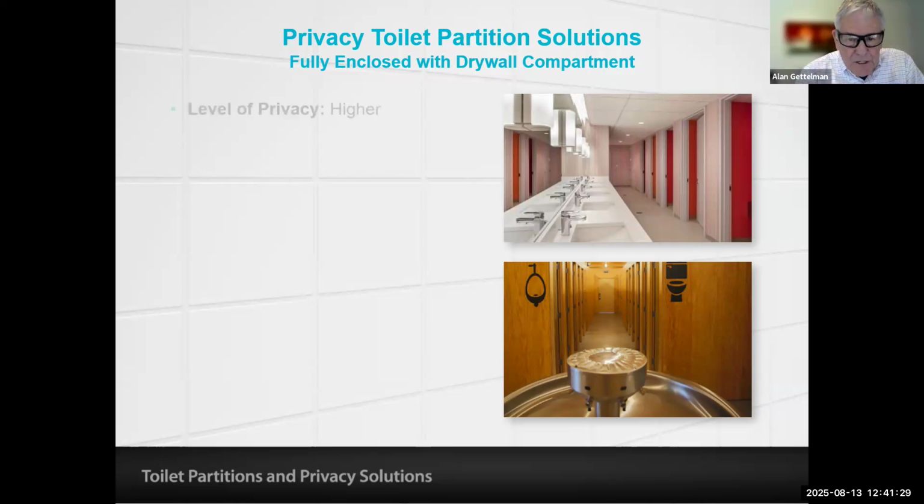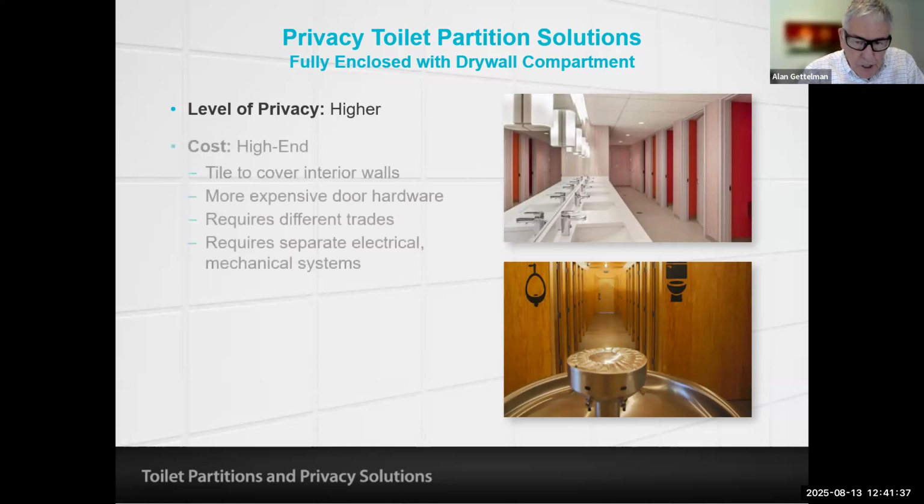The level of privacy here is high, since the barrier between the toilet rooms is floor to ceiling. The cost of a fully enclosed toilet room is high end. Dependent upon design, special tile to cover the interior walls could drive up costs. Fully enclosed toilet rooms also require more expensive door hardware, numerous different trades, including framing, drywall, tile, and paint. And a fully enclosed drywall toilet room requires separate lighting, HVAC, and fire suppression systems.